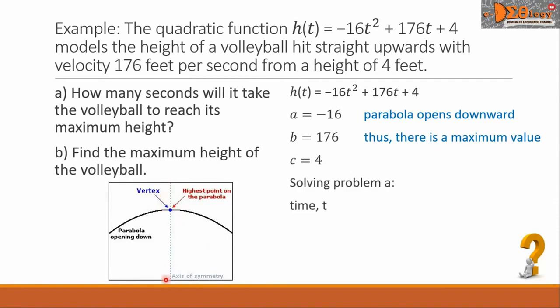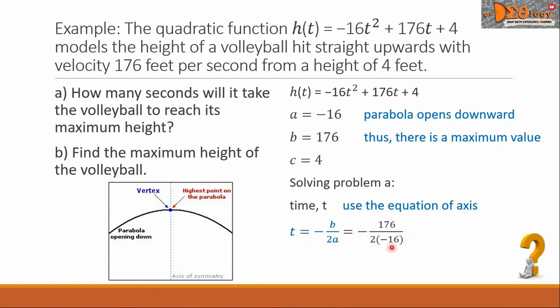Now, let us solve for A, and that is finding the time t. In here, we're going to use the equation of the axis of symmetry. And the formula is t equals negative of the fraction b over 2a. Substituting the values, we have the negative of b, which is 176, all over the constant 2 multiplied by a. And our a is negative 16.